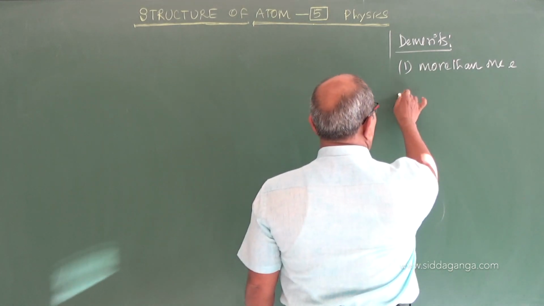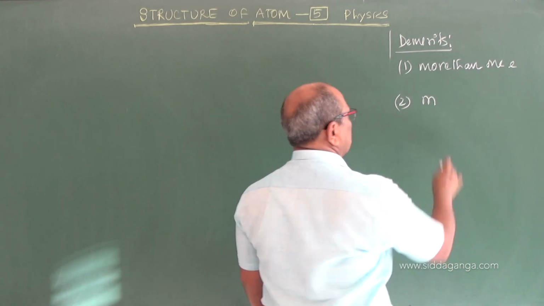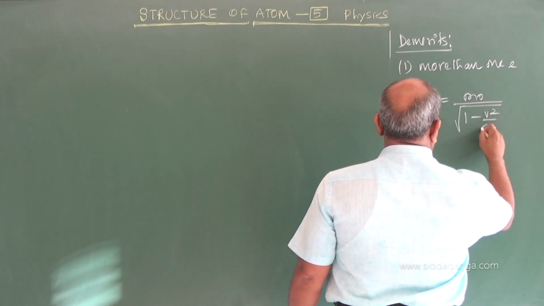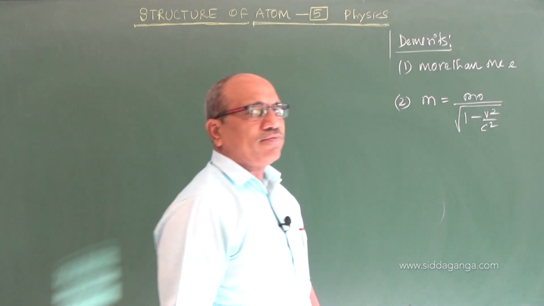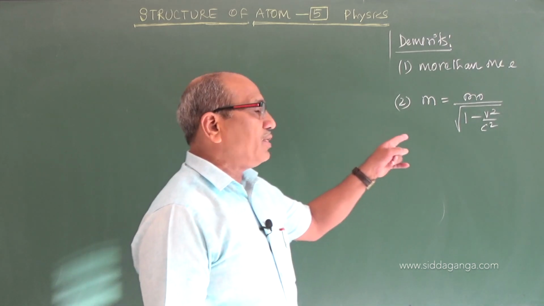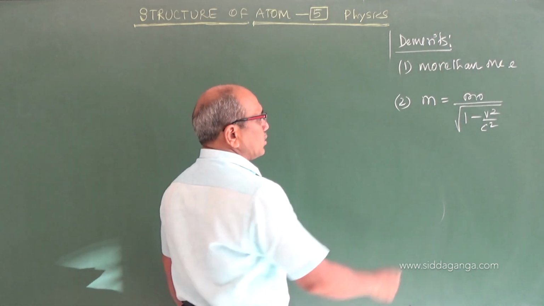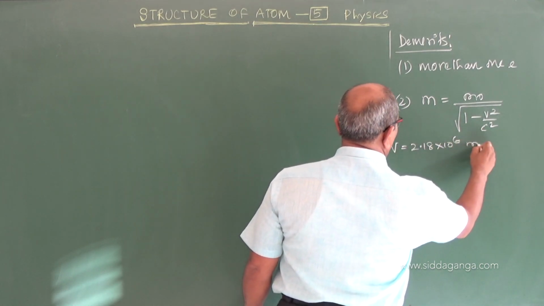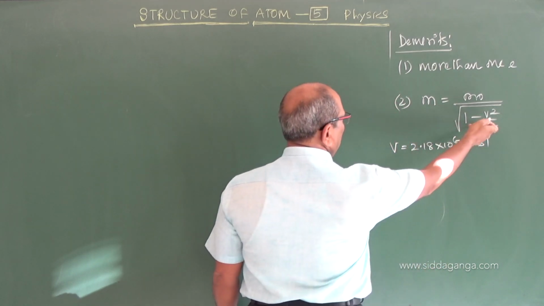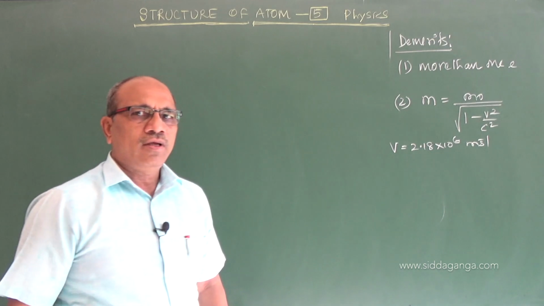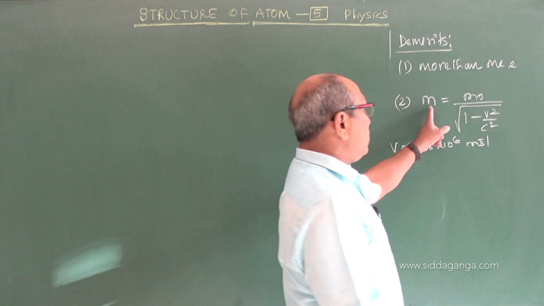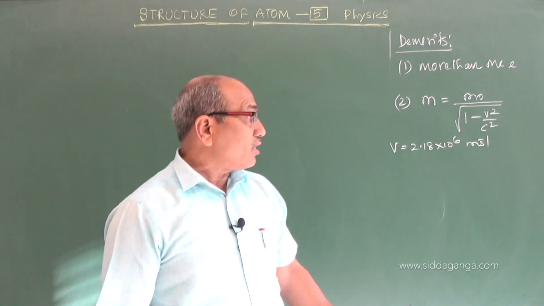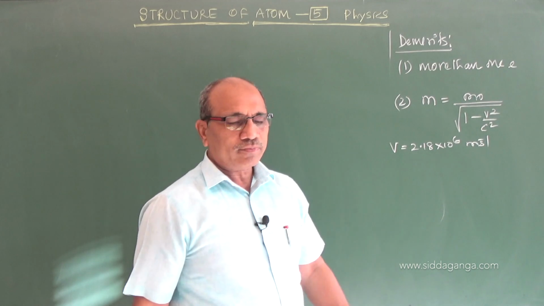The second one, relativistic variation of mass. From Einstein's relation, you know about the variation of mass. Mass increases when the velocity of a particle is comparable with the speed of light. In the calculation, the velocity comes to around 2.18 into 10 power 6 meter per second, which is very close to the c value. That means we have to apply the mass correction. Relativistic variation of mass is not accounted for by Bohr.